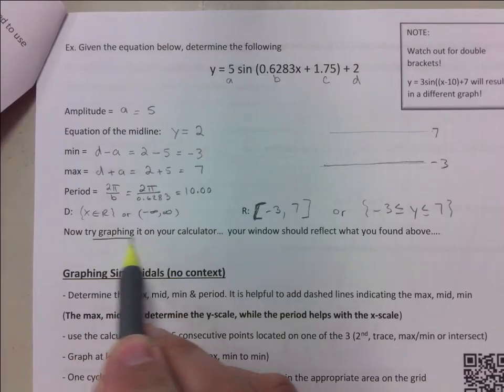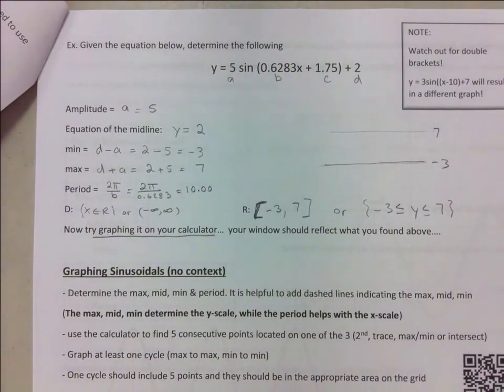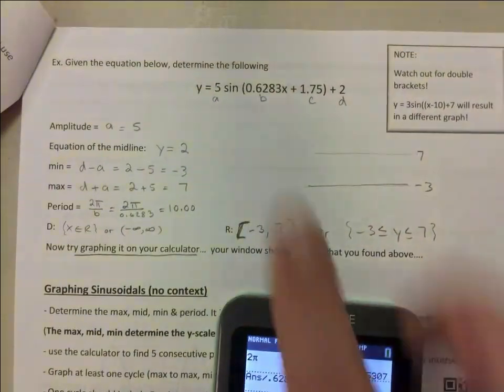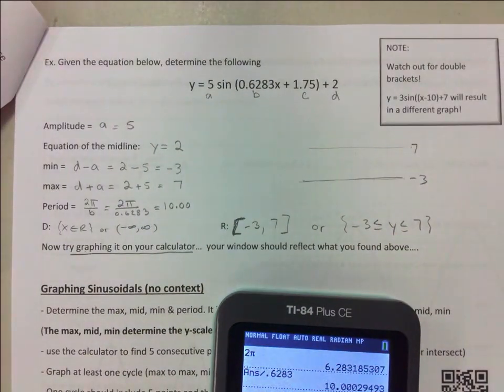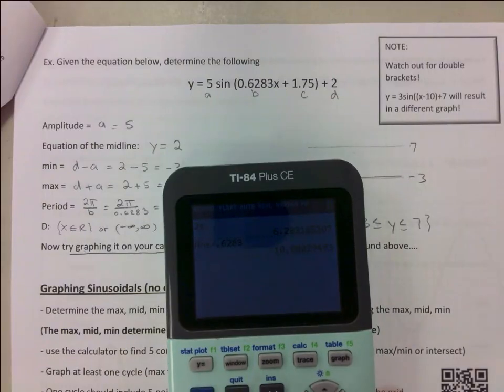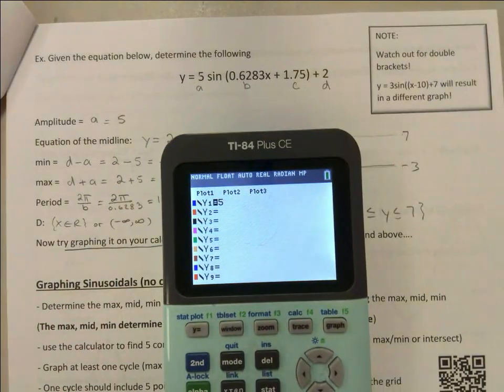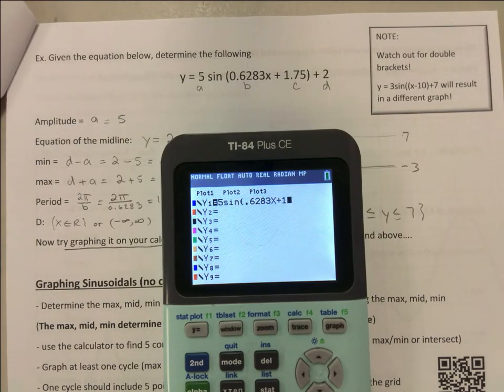So now let's try graphing this with our calculator. What's our time here? 2:54, okay? I'm going to stop here once and then, no, let's make this part of the one video. Can you type this into your calculator now? And I dare you to not double bracket things. Let's see if you can handle that. Y, clear everything. 5 sine, there's sine there. 0.6283x, don't forget the letter x. Plus 2.